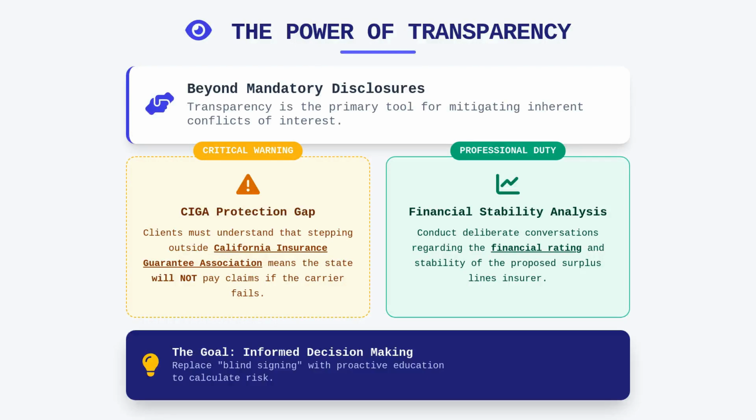This requires a deliberate conversation about the financial rating and stability of the surplus lines insurer you are proposing. Doing this properly means you do not bury the non-admitted status in fine print or treat the statutory disclosures as mere paperwork to be signed blindly. Instead, you proactively educate the insured so they can make an informed, calculated decision about assuming that extra layer of risk.